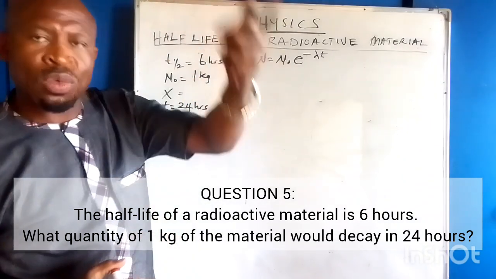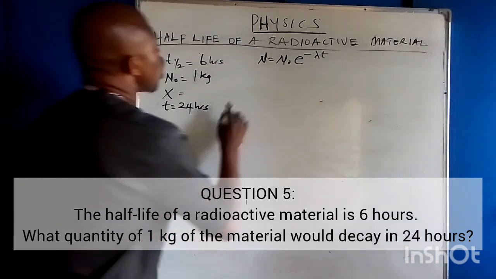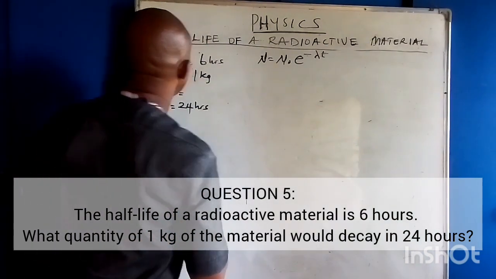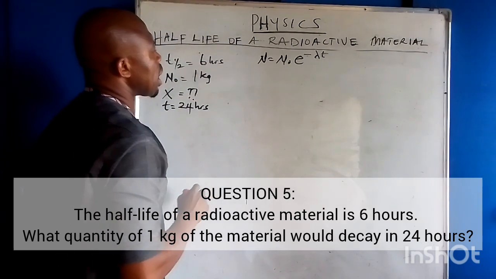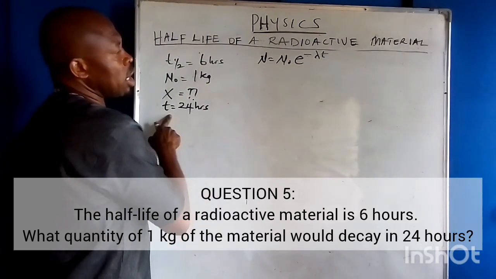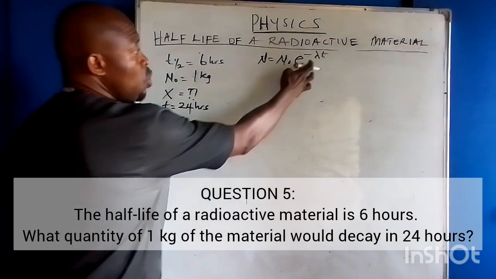That is where we now get the mass that will decay. So in other words, we have this. They did not give us, we'll put this as a question mark. So since we are given this, no lambda, we'll find the decay constant.